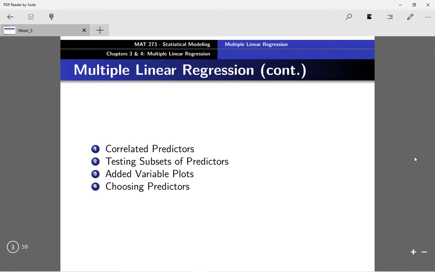Added variable plots, which are ways to visualize the relative importance of an explanatory variable after accounting for the others. And then also methods in general for how to select predictors or explanatory variables for our model, since it's not always ideal to just include every possible predictor that we have. And we'll talk about why that is some.